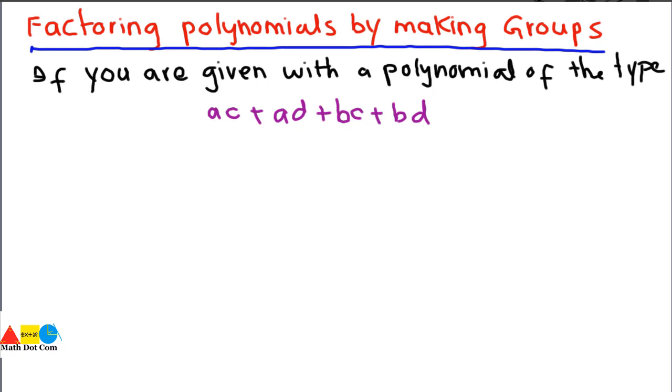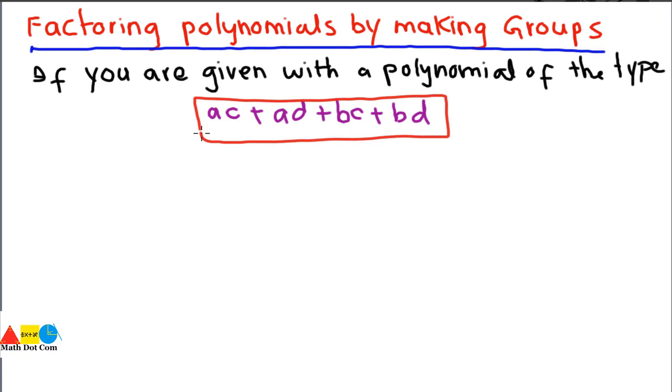Hello everyone. Today we are going to discuss another method of factoring polynomials by means of making groups. Keep one thing in mind: you have to use this method only if the given expression is of the form like this and the given expression doesn't have common factors. So it is clear from this expression that there is no factor that is common in all the four terms.